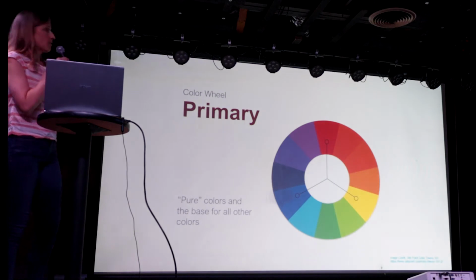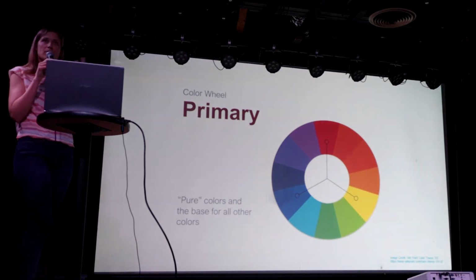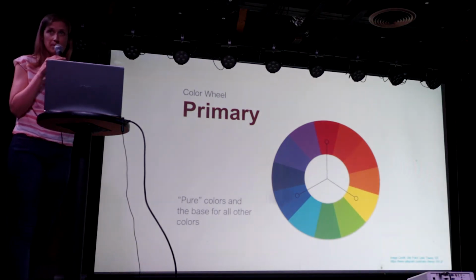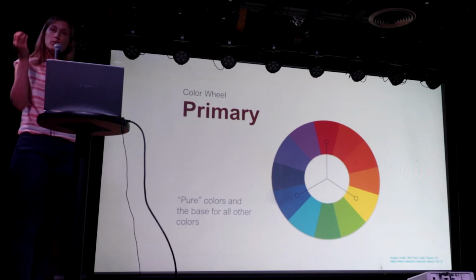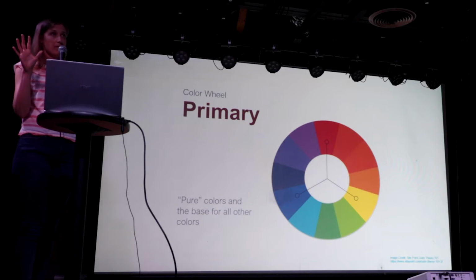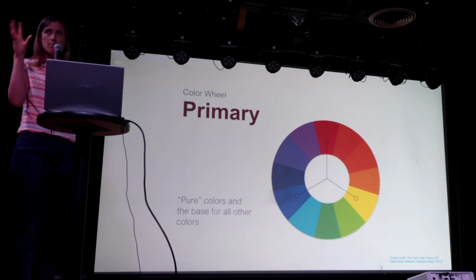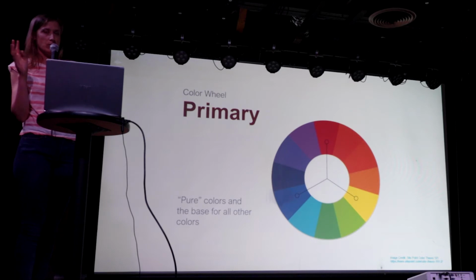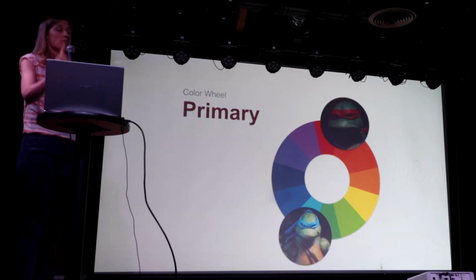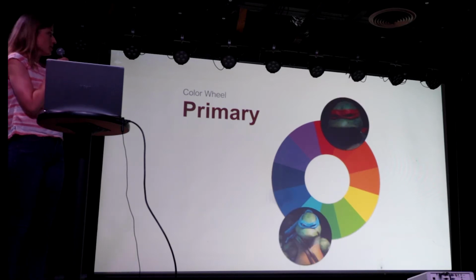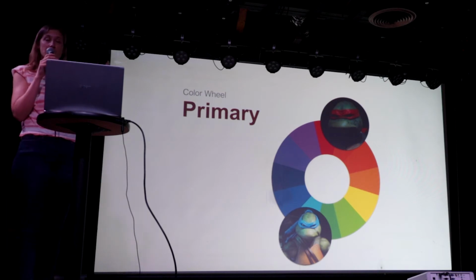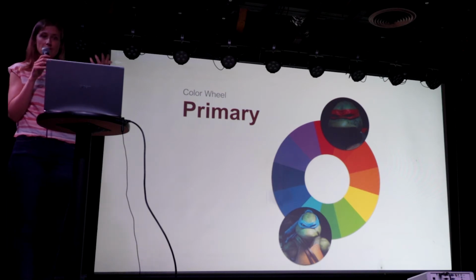So, the first type of color on the color wheel is primary colors. These are considered to be pure colors because you cannot mix any other colors to create them. So primary colors are going to be red, blue, and yellow. So all other colors come from mixing of those 3 colors together, and you cannot create those 3 colors with any other color combinations. When we come to the turtles, we see primary colors represented in Leonardo and Raphael.